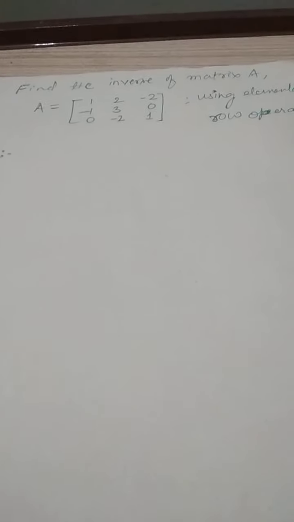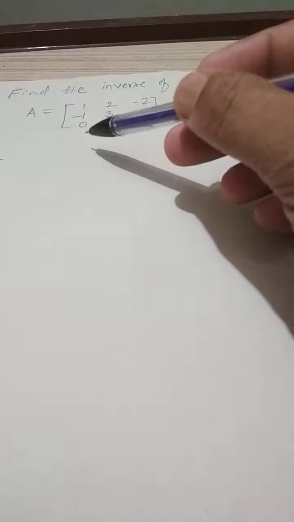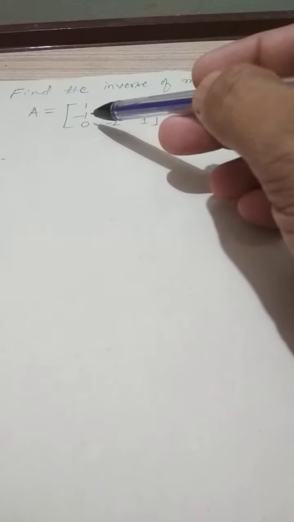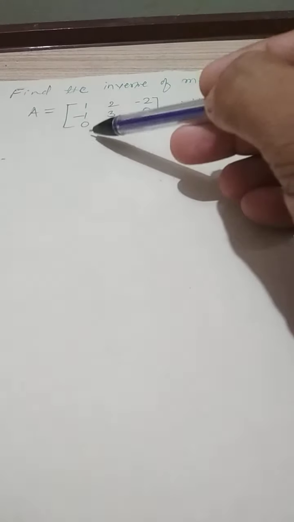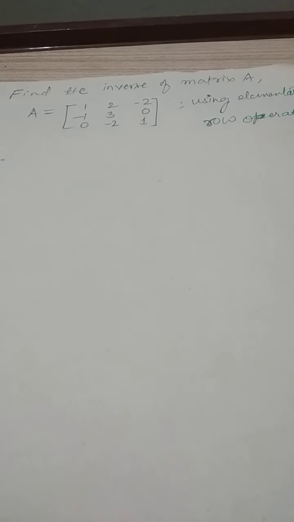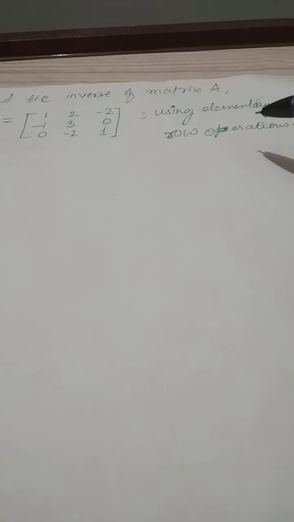We have a question. Find the inverse of the matrix A = [1 2 -2; -1 3 0; 0 -2 1] using elementary row operations. We have to find the inverse using elementary row operations.